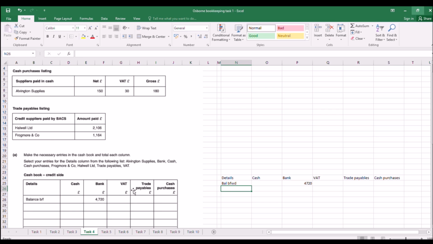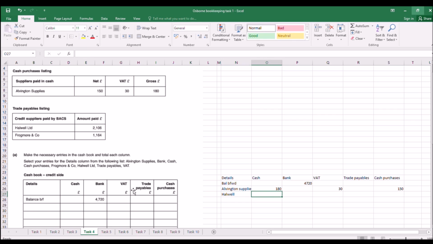So we've got Alvington Supplies. Yeah, so we're going there. That's going to be payment in cash, so cash purchases, 150. VAT that we're going to look to claim back, 30. And the cash out that we're paying in cash, 180. So that's the first one there. Then we've got Halwell.